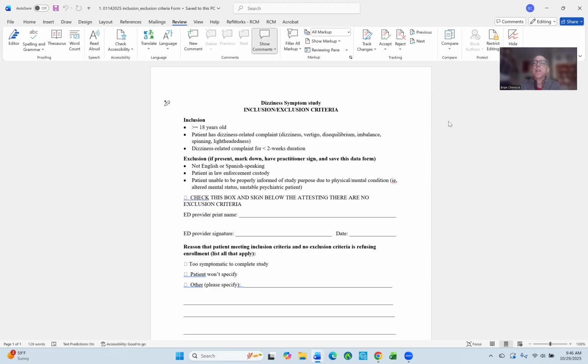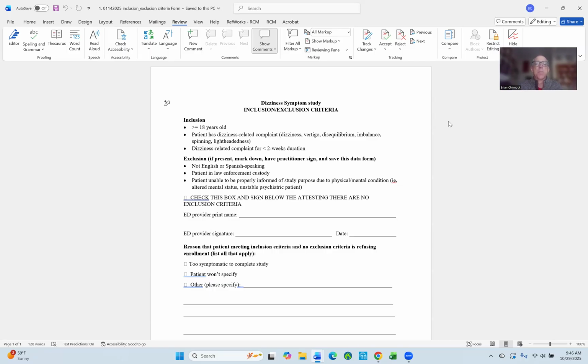Exclusion criteria: not English or Spanish speaking. I believe we just have the English forms right now, but we'll be working on the Spanish forms. If the patient is in custody, we can't do it then. Or if they have a physical or mental condition that does not allow them to be properly informed about the study purpose. For example, they're too drunk, too intoxicated, or an unstable psychiatric patient, then we cannot enroll them.